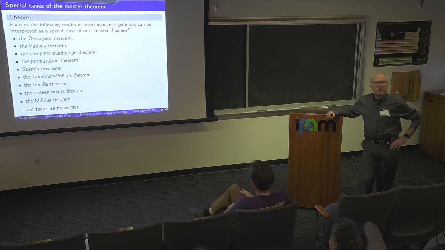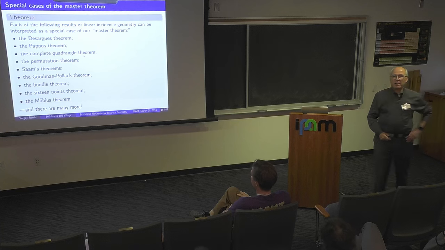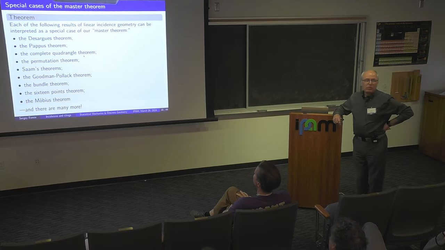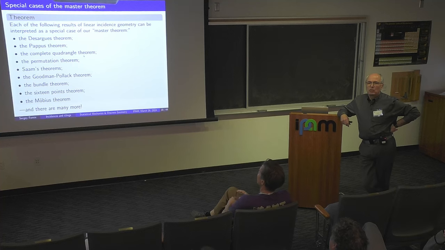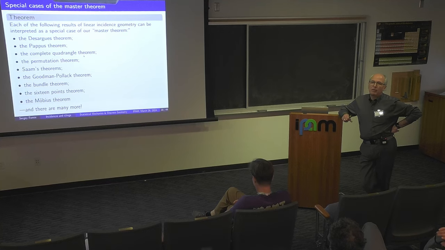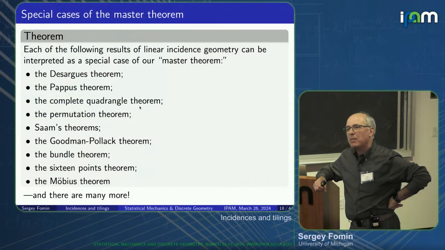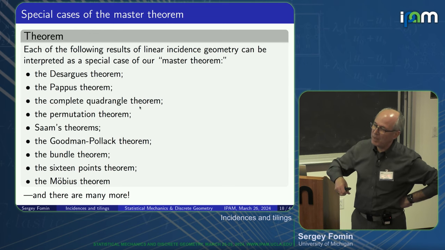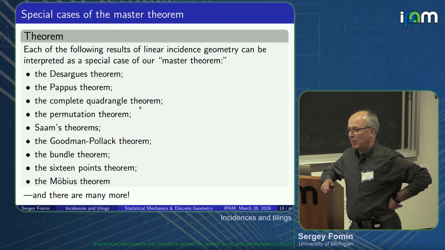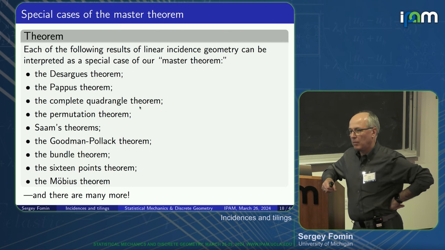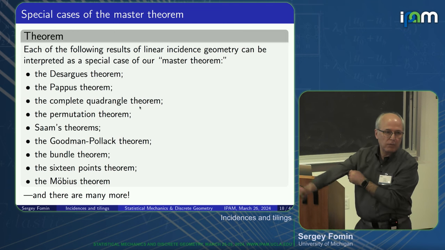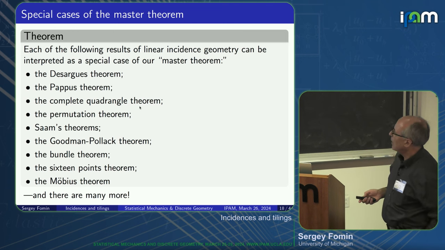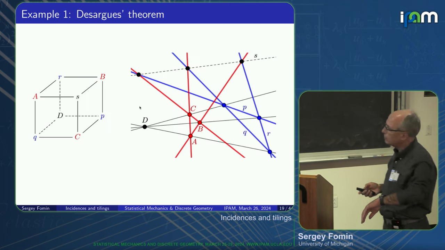What's much more interesting than the theorem itself is that, as I promised to you, lots of famous results in linear incidence geometry turn out to be special cases of it. This is actually much harder to demonstrate than the theorem itself, even though I call that the main result. But really, the main result is the observation that that simple theorem encompasses such a huge variety of special cases. Let me show you how that happens.